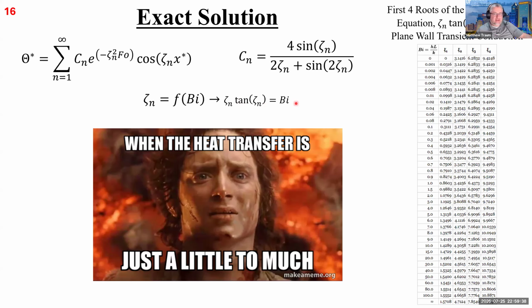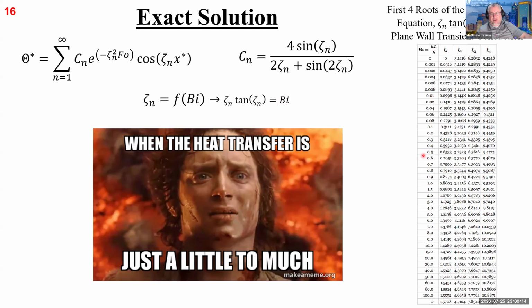The good news is it's already been solved for us, right? So in your book, you'll find the first four roots of the transcendental equation, zeta tan zeta equals Biot number, for plane wall transient conduction. So I want to emphasize and reiterate that zeta is a function of Biot number, and you already know the Biot number because we're here because your Biot number was not small enough that it allowed you to do lumped capacitance. So you already calculated Biot number to get here to begin with.